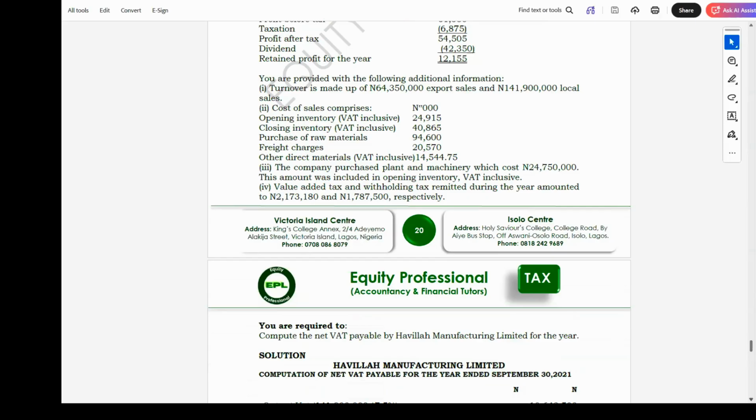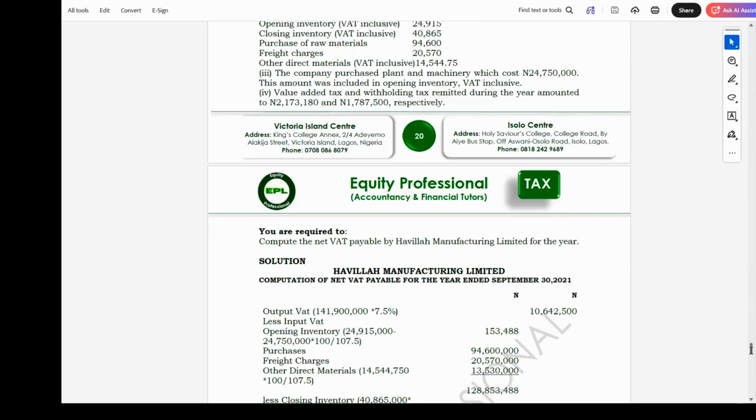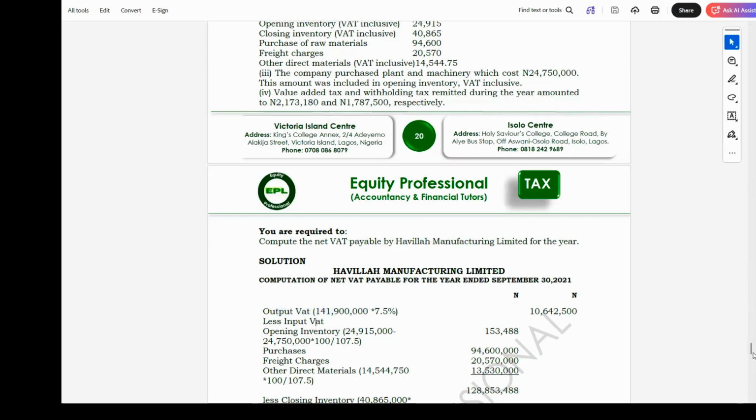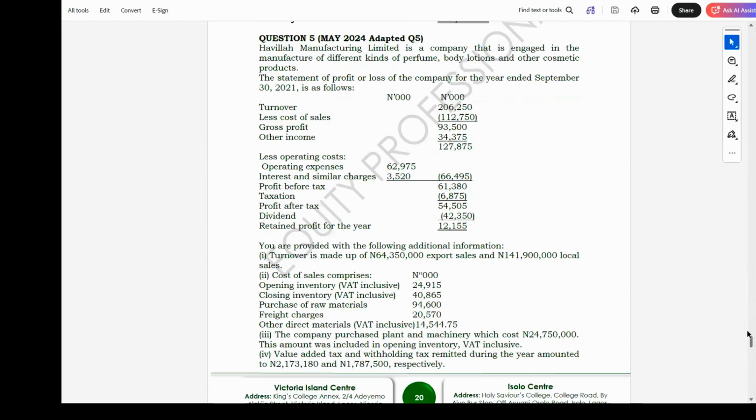As we all know, VAT is payable, so we have the name of the taxpayer, Avila Manufacturing Limited. Then we have a computation of VAT for the year ended 30th December 2021. To compute the VAT, we use the invoice credit method. We have our output VAT, and we less from it our input VAT. Output VAT is VAT on what? On sales. This is turnover output VAT.